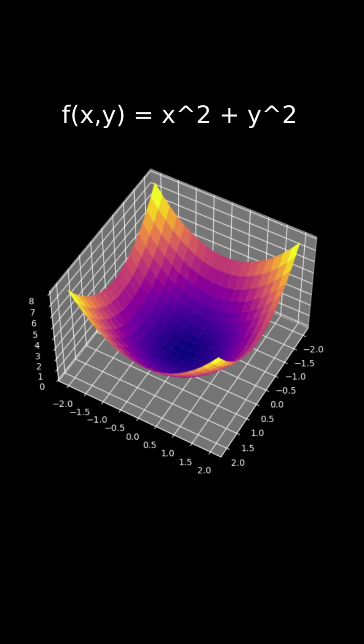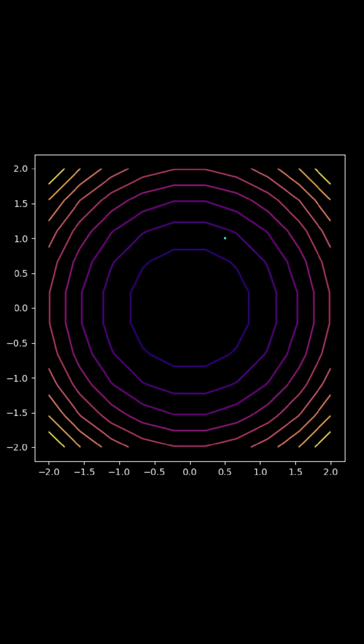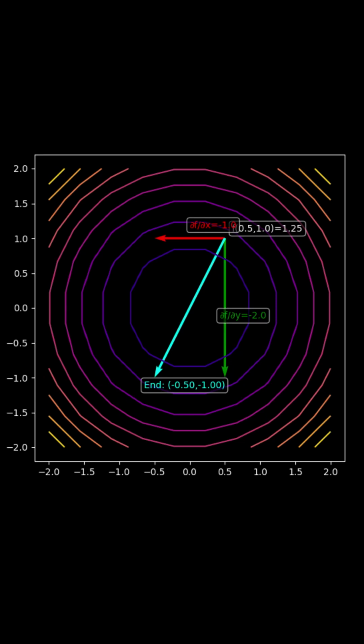Imagine a simple model with 2 parameters, x and y, and we want to find the point where this function reaches its minimum. Suppose we start at x equals 0.5 and y equals 1. The derivative with respect to x is 1, and with respect to y is 2. Since we're looking for the minimum, we move 1 step back along x and 2 steps down along y. We end up at x equals negative 0.5, y equals negative 1.